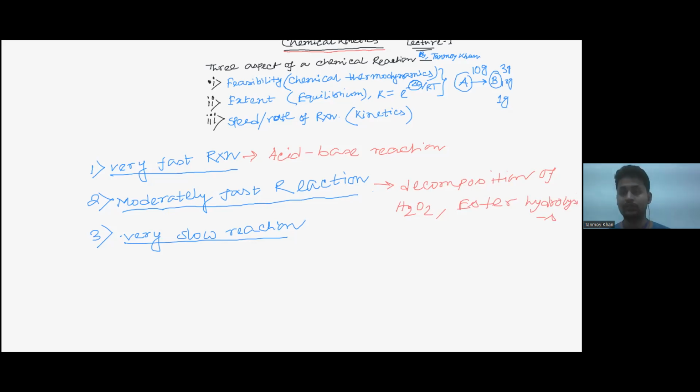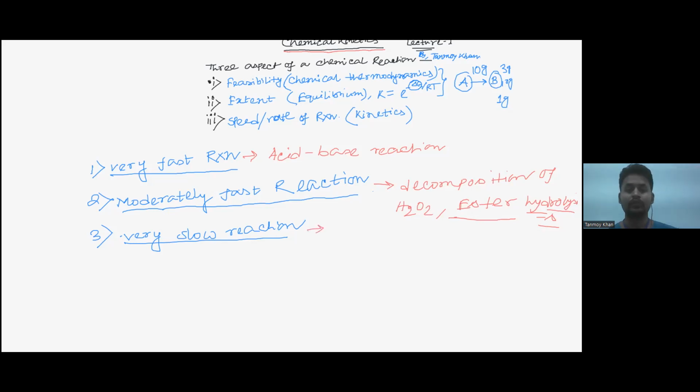If the reaction is very fast, you cannot determine the rate and all. And if it is very slow, in a day you cannot perform the reaction. So to measure the rate of a reaction in a practical curriculum, we always choose a moderately fast reaction. One very famous practical is ester hydrolysis. Both the acid and base catalysis are moderately fast reactions.